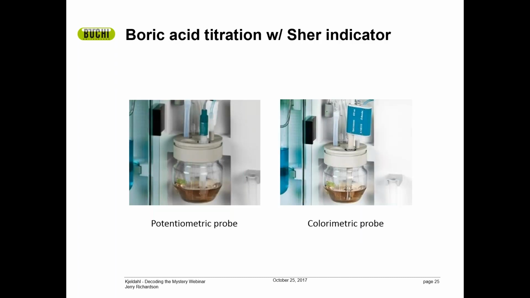Okay, so just a quick example of what it looks like. This is a potentiometric probe, and you see a colorimetric probe on the right, both of which basically are going to do the same thing, and we're looking at the Shear indicator. Both of those are standardized to 4.65.